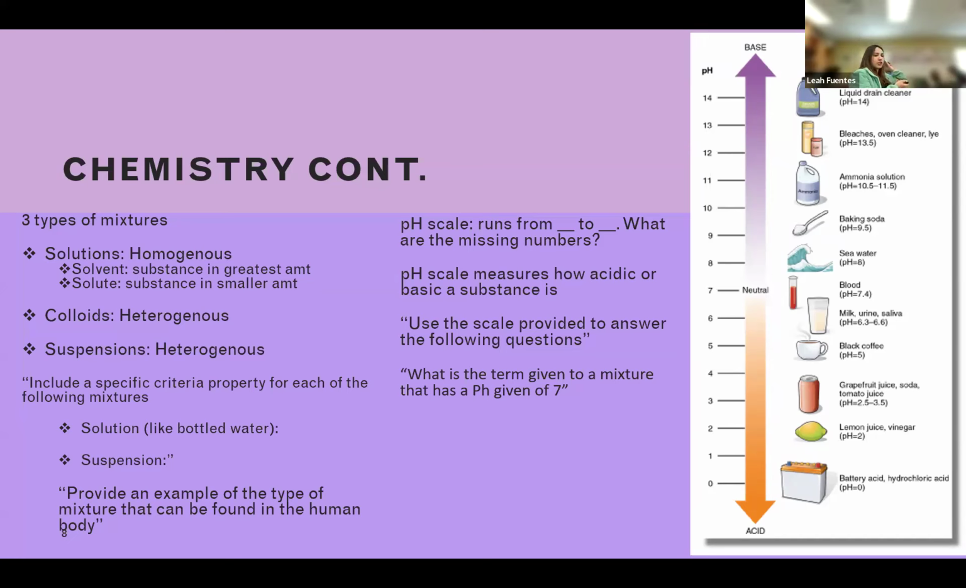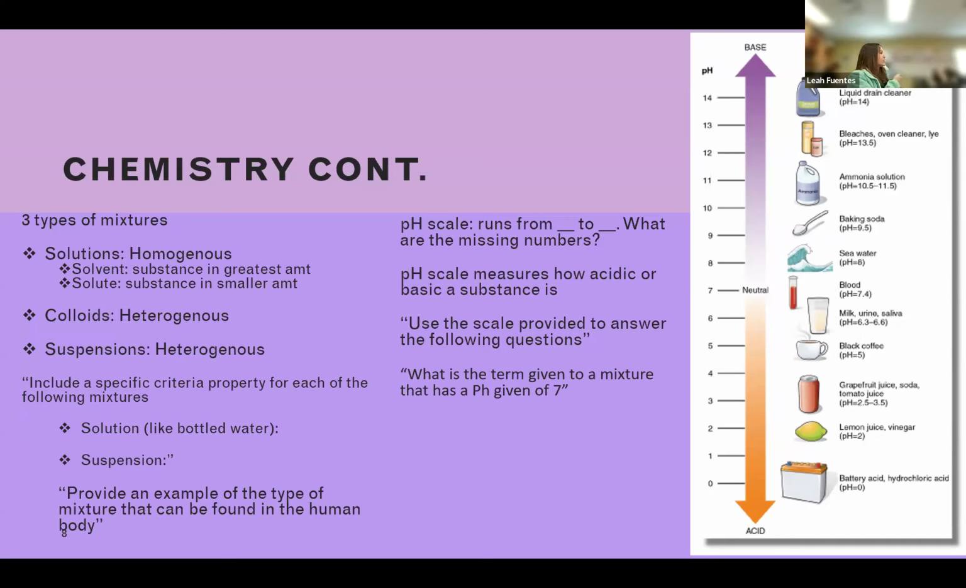And then we have colloids, which are also called emulsions. These are heterogeneous mixtures. One characteristic of a colloid is that they're translucent or milky. I believe that will also be a question, like describe a characteristic of, or I have it right here: include a specific criteria property for each of the following mixtures. So that could be translucent or milky, or you could just write heterogeneous. An example of a colloid or emulsion is cytosol inside of the cell. That's that liquid watery substance.